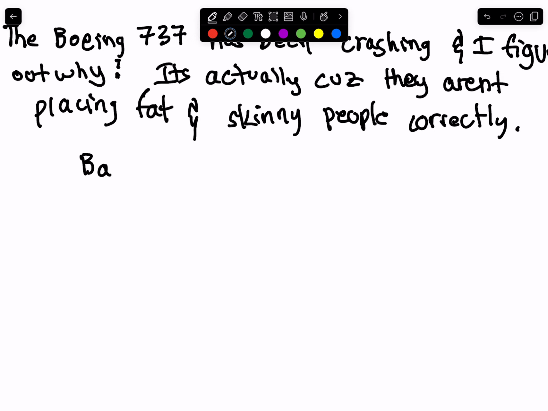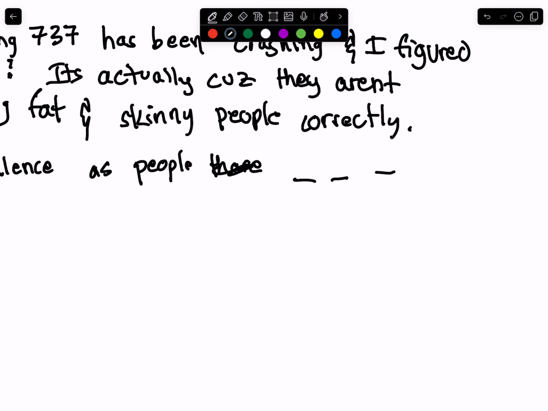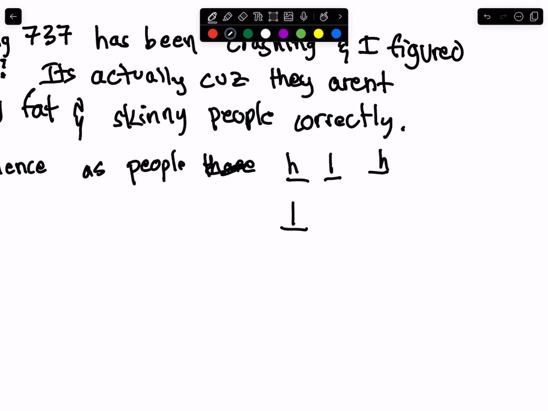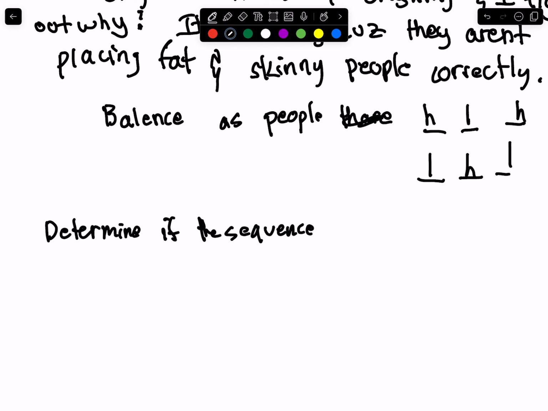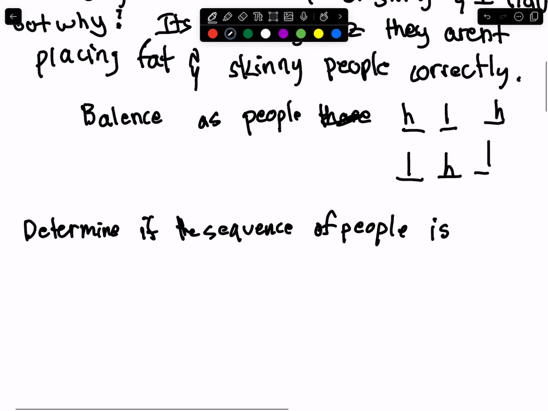So we define balance as follows. Let's say you have three seats like this in the airplane map. You have a heavy dude, a light dude, and a heavy dude. Or you have a light guy, a heavy guy, and a light guy. Determine if the sequence of people is valid. And we define valid as the plane won't crash.